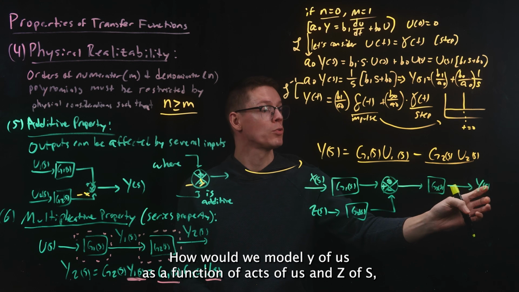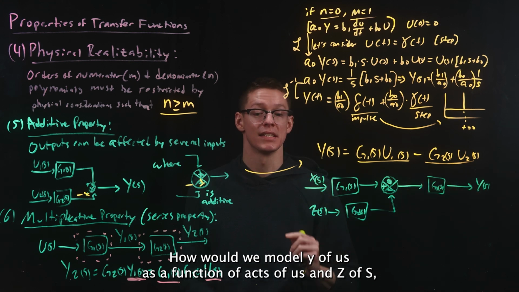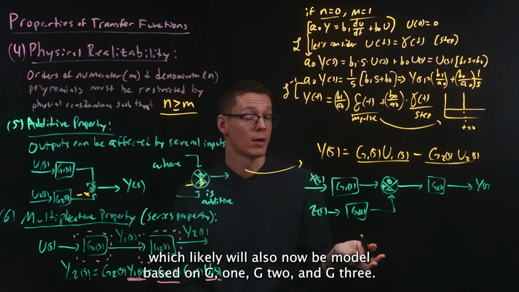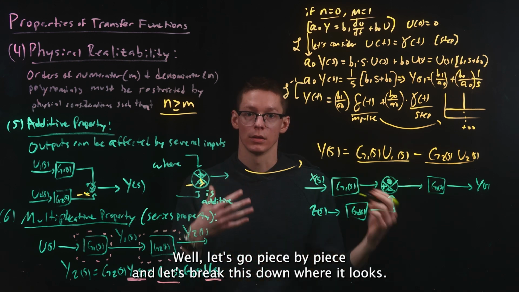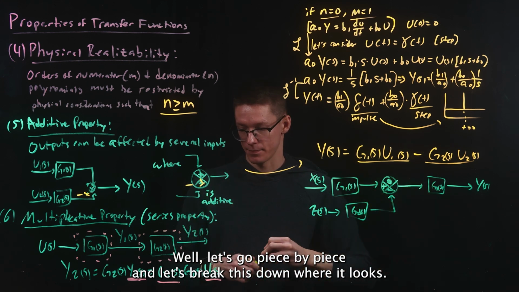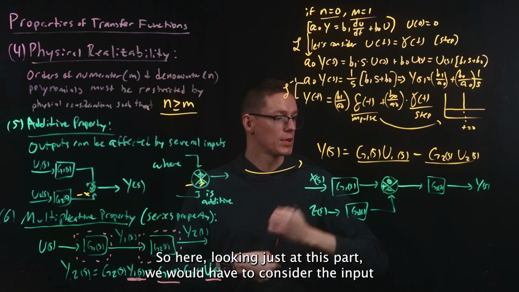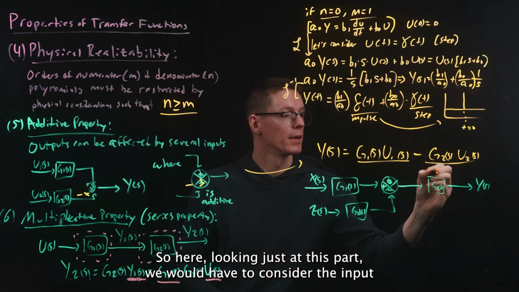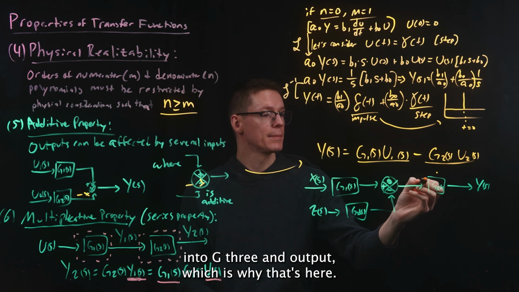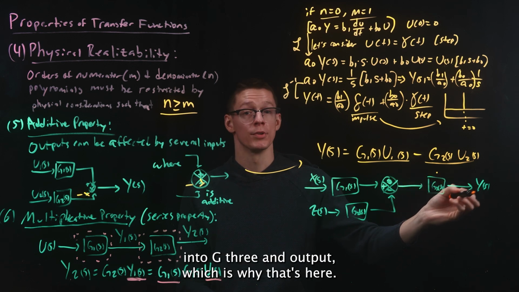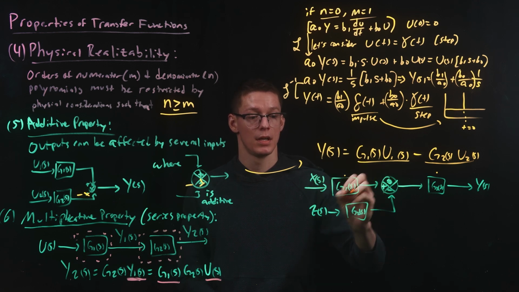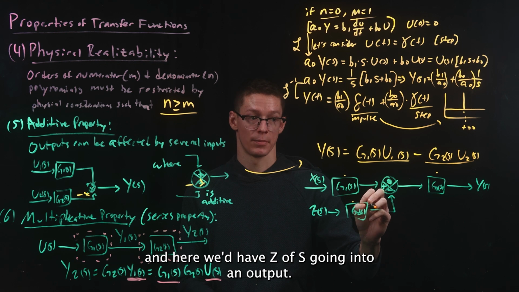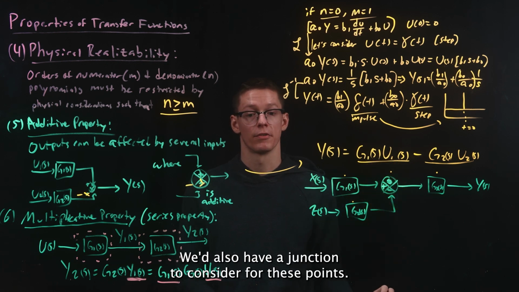How would we model y of s as a function of x of s and z of s, which likely will also now be modeled based on g1, g2, and g3? Well, let's go piece by piece and break this down. Looking at this part, we would have to consider the input into g3 and the output, which is y of s. Here, we would have its own input of x of s and some singular output. And here we'd have z of s going into an output. We'd also have a junction to consider for these points.